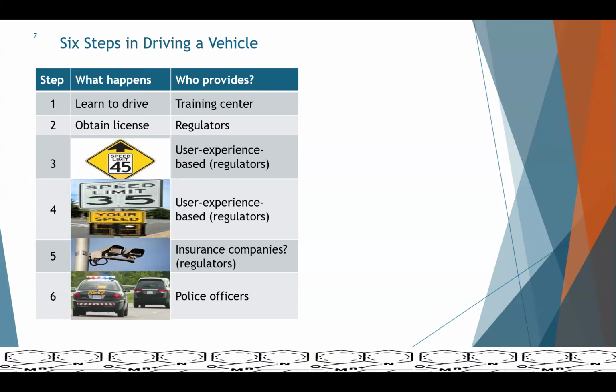And then as we drive our vehicle, we come across speed limits, 45 kilometers per hour, 45 miles per hour, and so on. How do they come up? That comes from user experience. Of course, regulators impose it, but it comes from user experience. If the road is curvy and has led to some kind of incidents, then the speed limit is imposed, again, based on user experience.